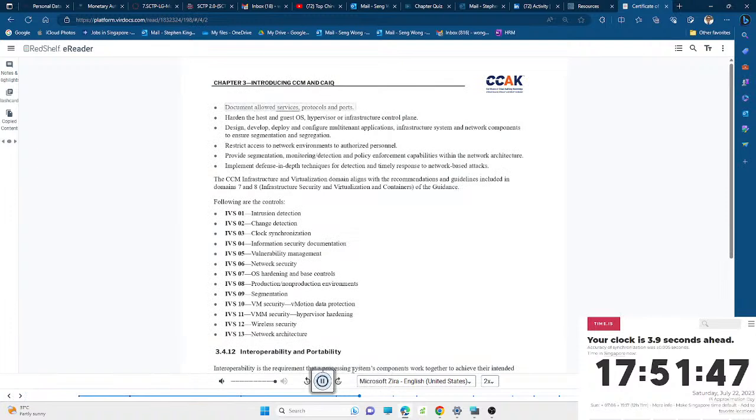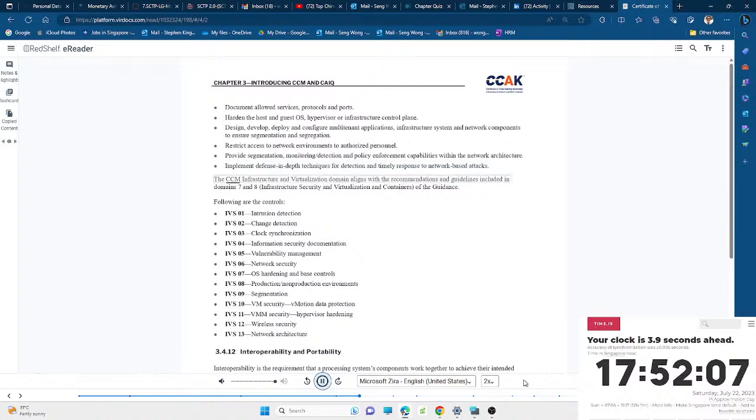Document allowed services, protocols, and ports. Harden the host and guest OS, hypervisor, or infrastructure control plane. Design, develop, deploy and configure multi-tenant applications, infrastructure system, and network components to ensure segmentation and segregation. Restrict access to network environments to authorized personnel. Provide segmentation, monitoring/detection and policy enforcement capabilities within the network architecture. Implement defense in-depth techniques for detection and timely response to network-based attacks.